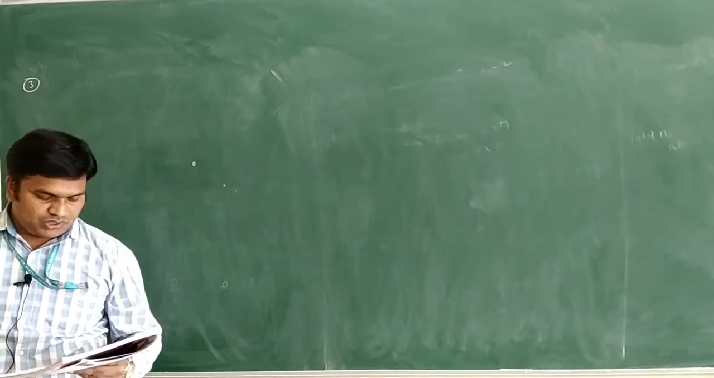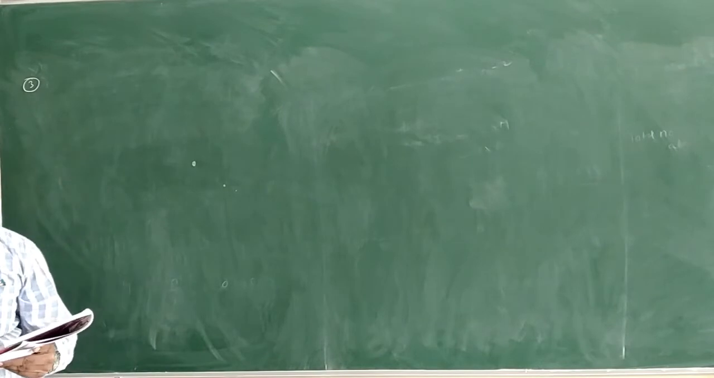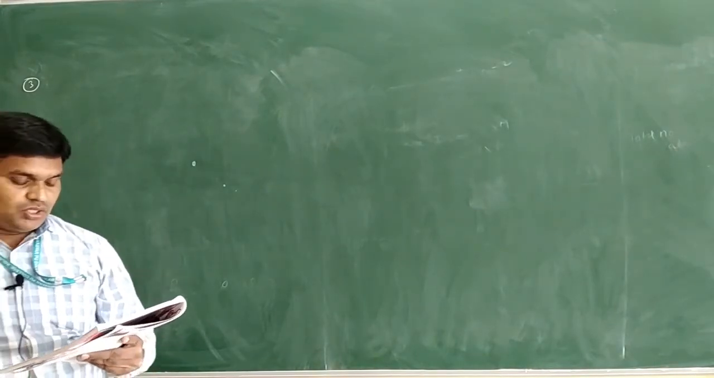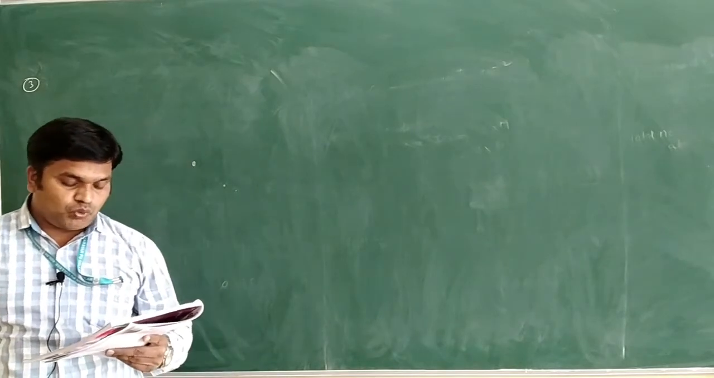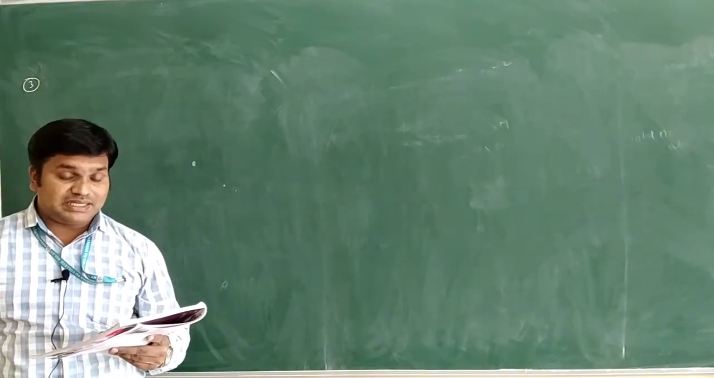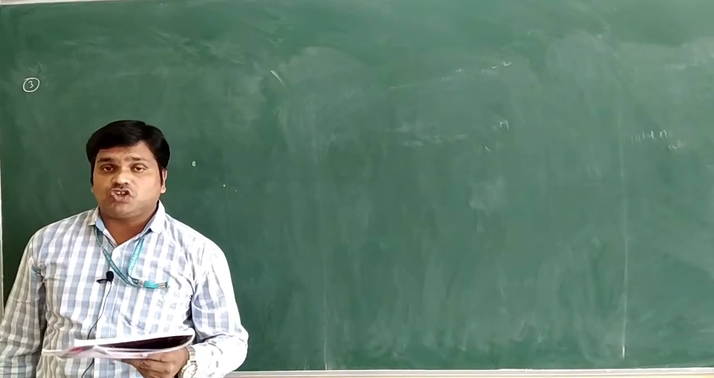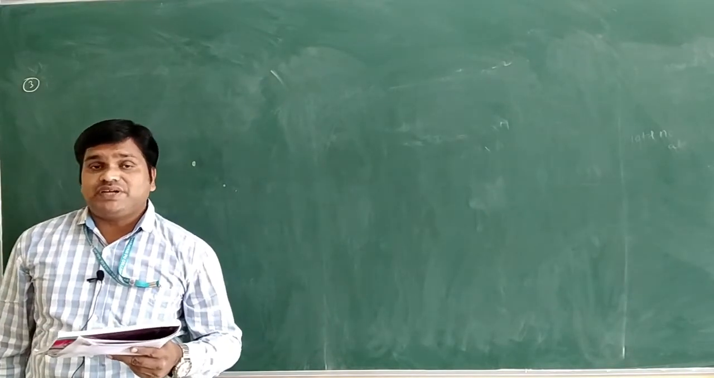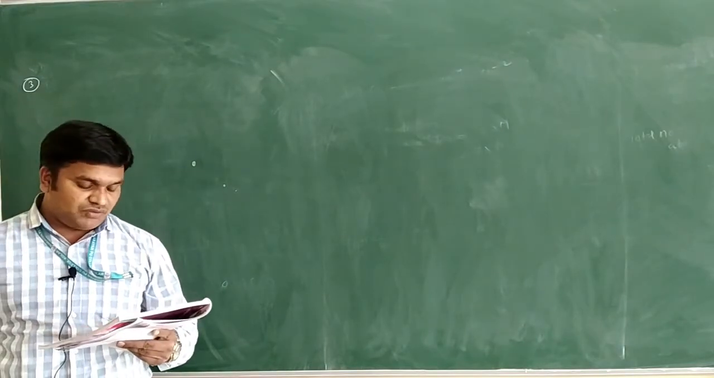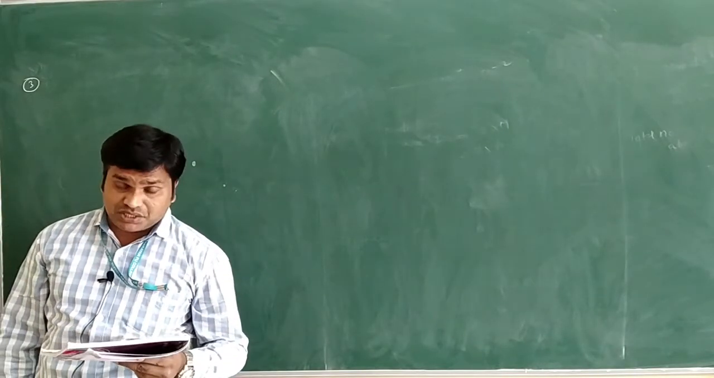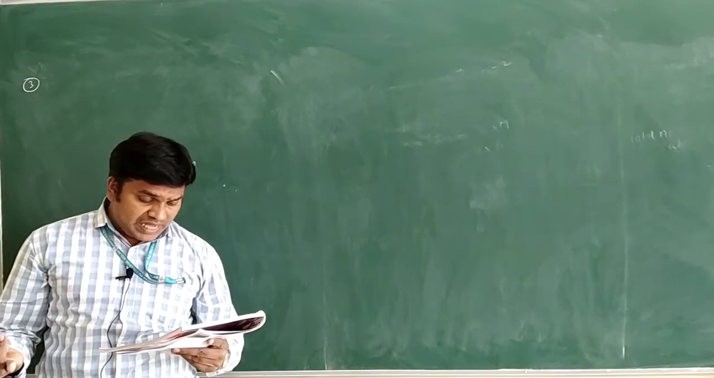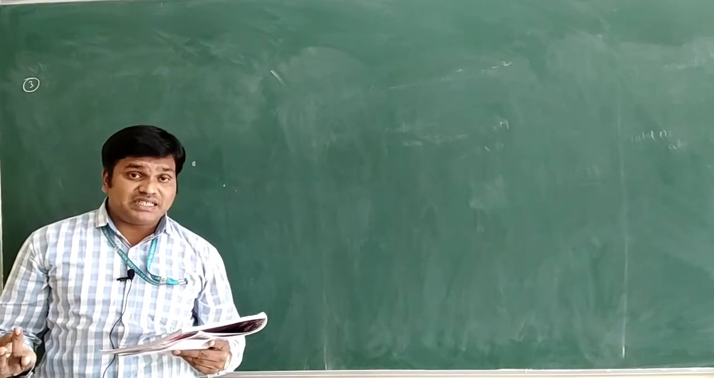Next question we have: how many grams of concentrated nitric acid solution should be used to prepare 250 ml of 2 molar HNO3? The concentration of the acid is 70% only. So what they are asking here is how many grams of nitric acid are required. They have given volume, molarity, and percentage also.